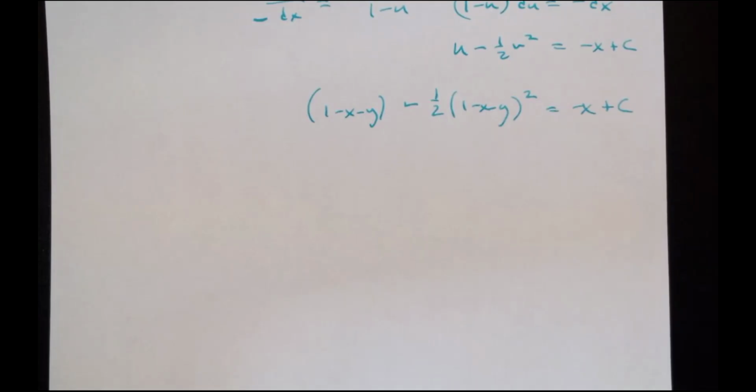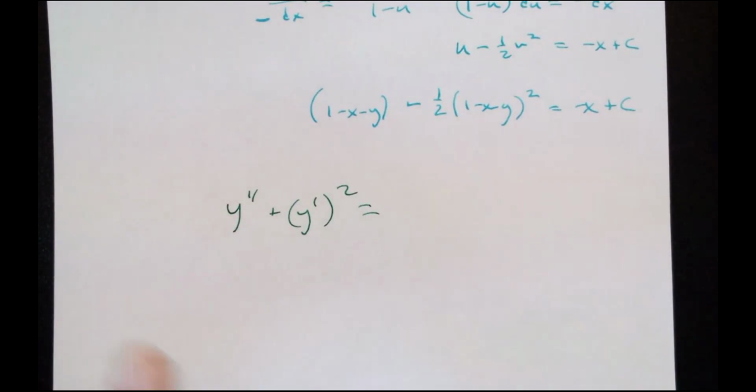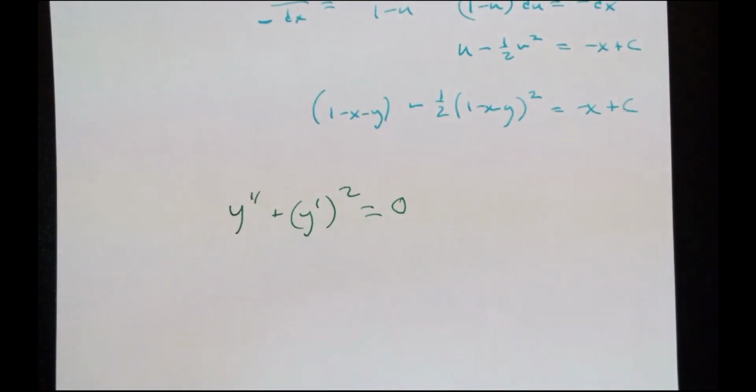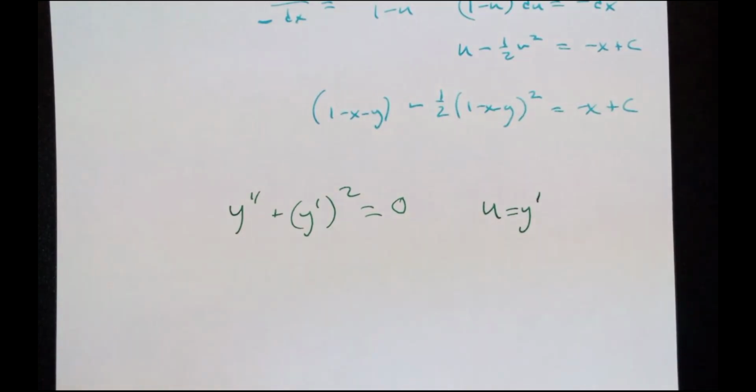So 31, y double prime plus y prime squared equals 0. Okay, this is a second order differential equation. And second order pisses me off because I don't know how to do second orders yet. Unless we get something really lucky. Hey, there's no y term. There's only a y double prime and a y prime, right? So let's make a substitution that looks like that.